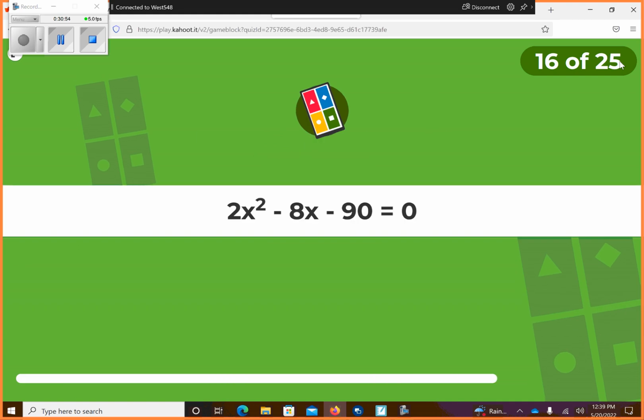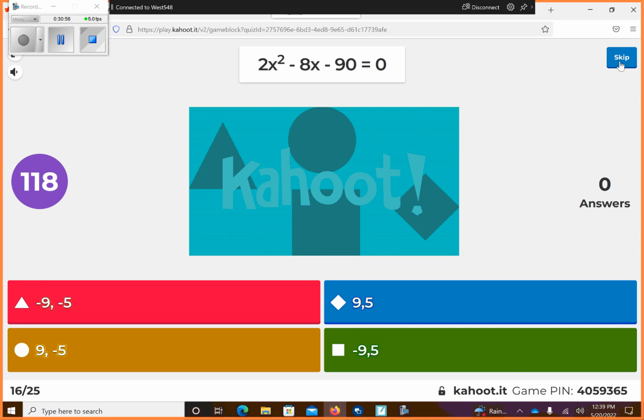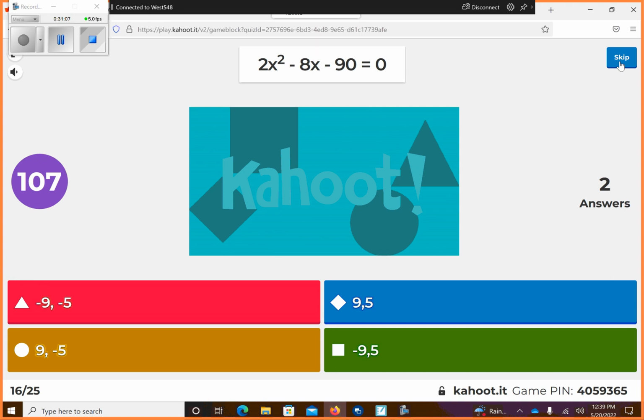16. Okay, divide everything by 2 first. So then you'll break down to x squared minus 4x minus 45. So what 2 numbers multiply to give you negative 45 and add to give you negative 4? 5 and 9. Right. So x minus 5, or, yeah.